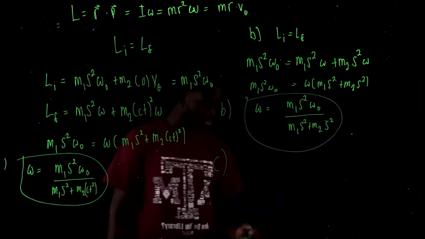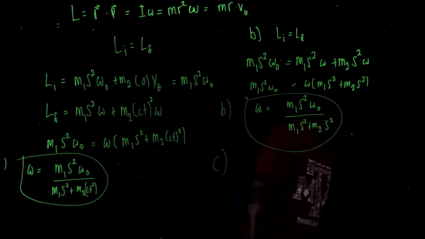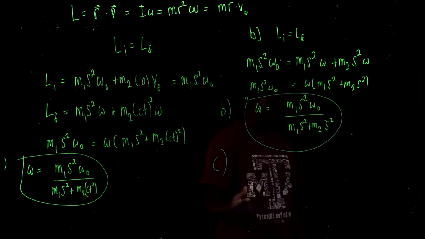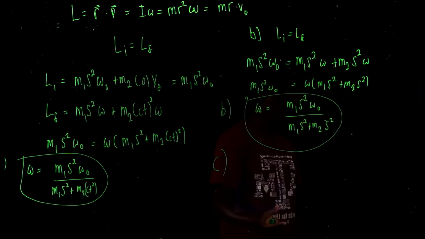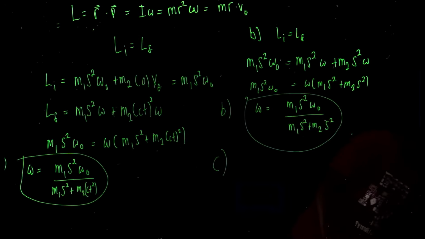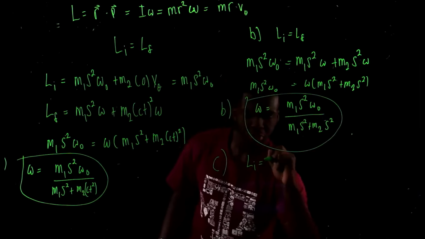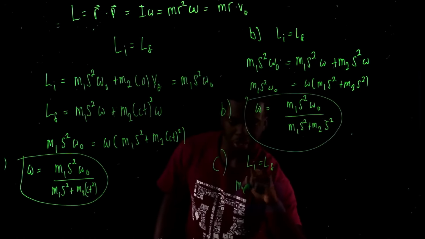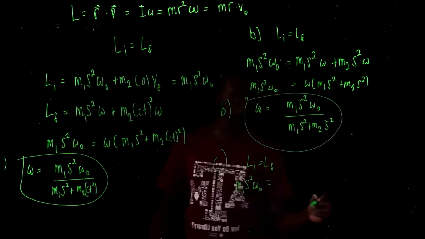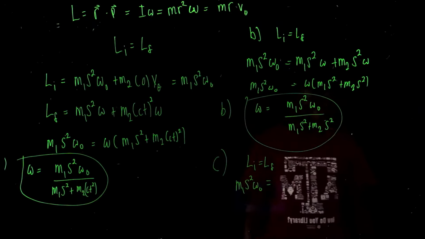And now for part C. For part C, they ask us, if object 2 leaves the rod when it reaches the end with a velocity of magnitude Vf parallel to the rod, what will be the angular velocity of the rod after that object leaves? So this one is the same, Li equals Lf. We're going to have the same initial, M1 S squared omega naught, and this is going to be equal to the final, which is only M1 S squared omega.